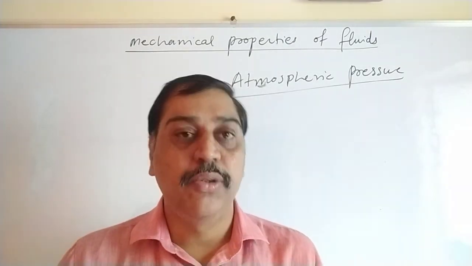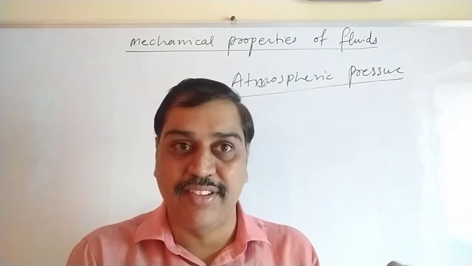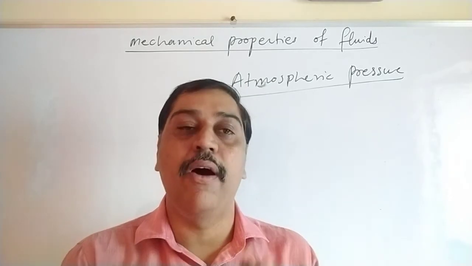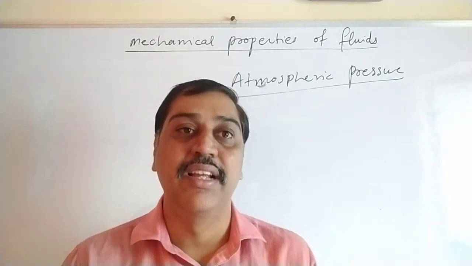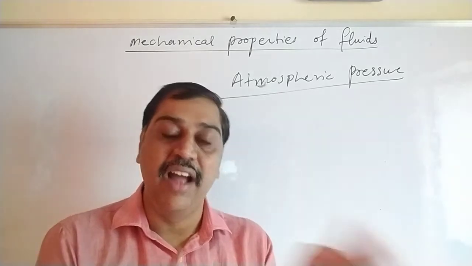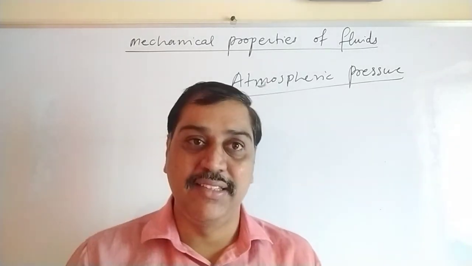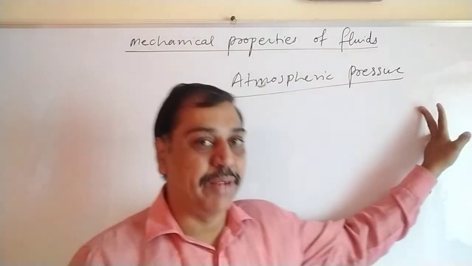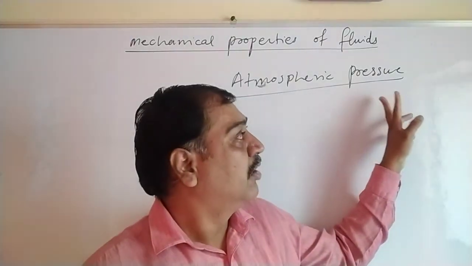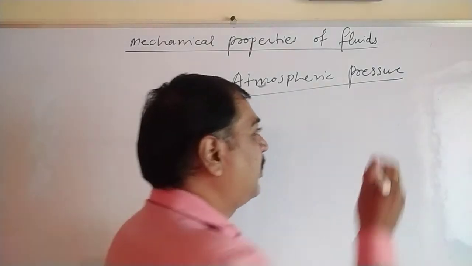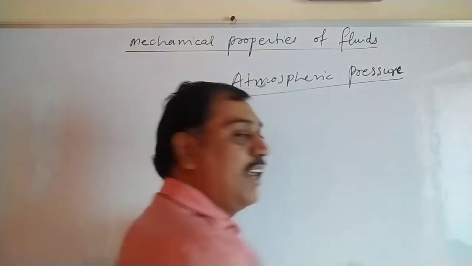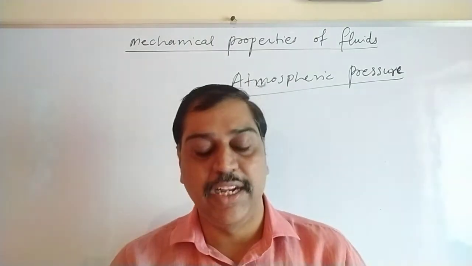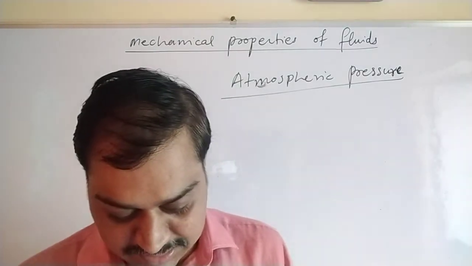Air has some weight, so air exerts some force, not a pressure initially. Air exerts some force on each and every part of the earth's surface. That force per unit area is nothing but a pressure, exerted by the atmospheric air of the earth. That's why it is said to be atmospheric pressure. Atmospheric pressure is nothing but the force per unit area exerted by atmospheric air. Roughly we can say it like this.